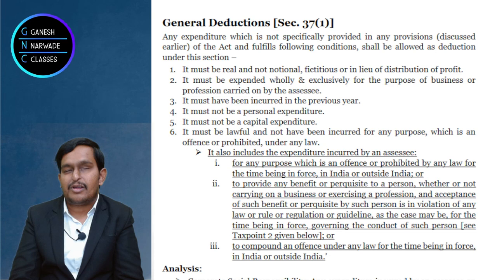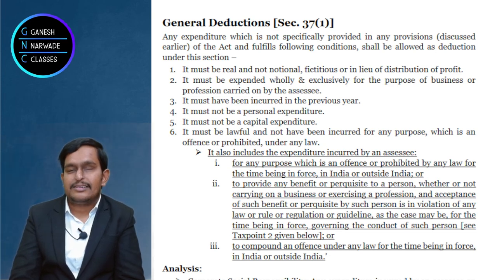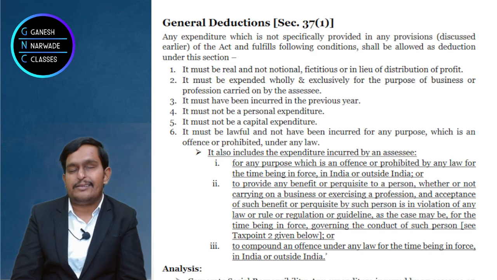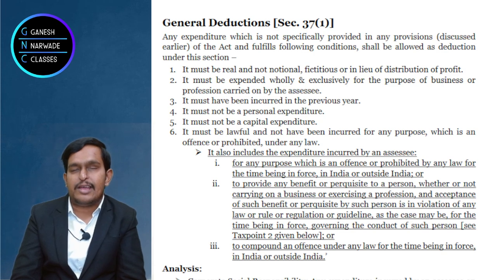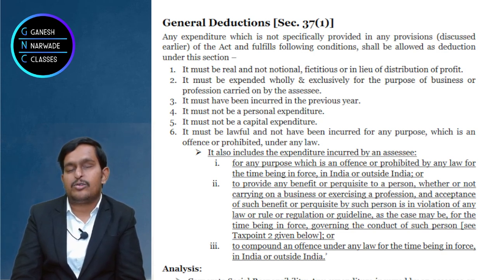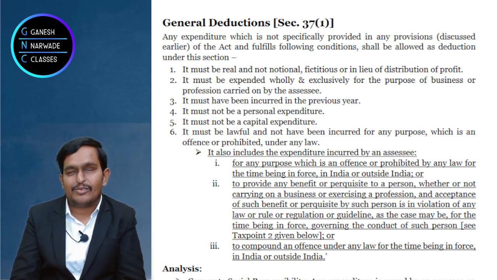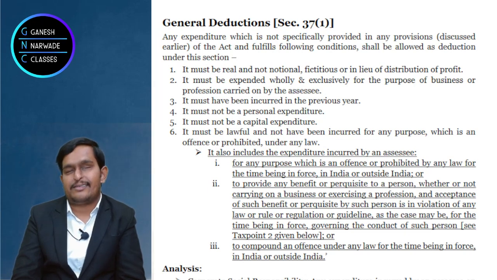Remember that first thing, purchase of goods, advertisements, audit fees, stationery, printing, legal charges, these are all real expenditures. These are required for business. They are not personal because they are for business. They are recurring in nature, so they are not capital, they are revenue, and it is all right as per the law. Then you can claim it as deduction. Now if any expenditure is prohibited by law, then such expenditure is not allowed as deduction.